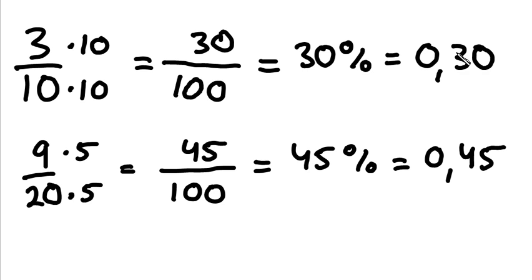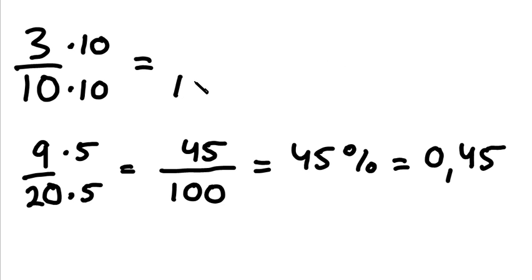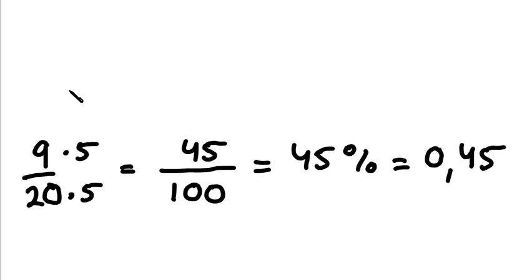The last example is a little bit trickier. We're going to write 13/250 as a decimal and a percentage. Okay, how can we get from 250 to 100? Well, we can divide it by 2.5, but then we have to divide this by 2.5. We don't really like that.